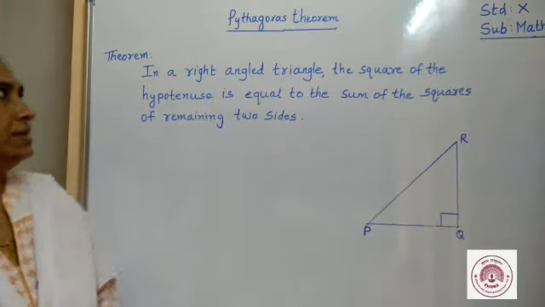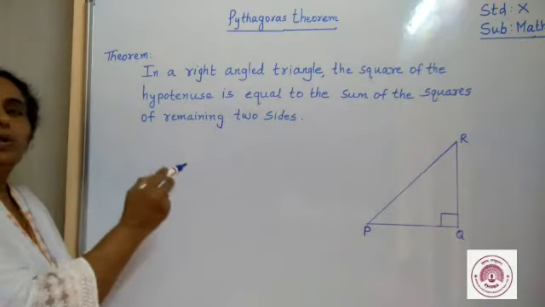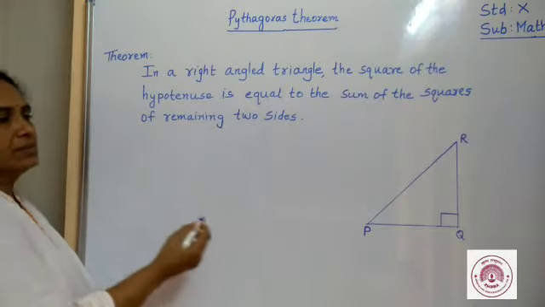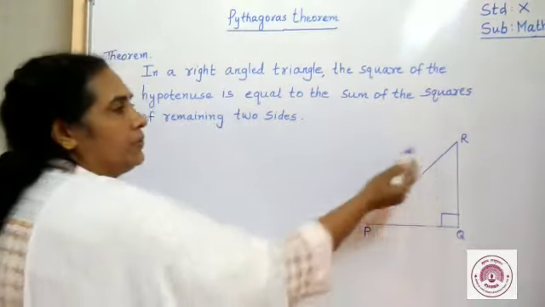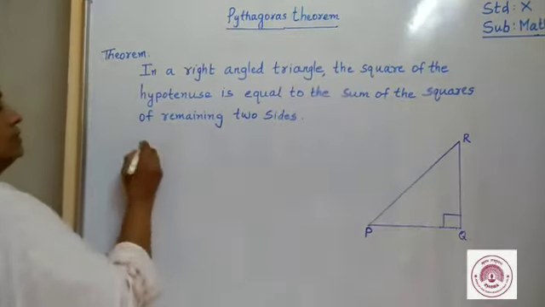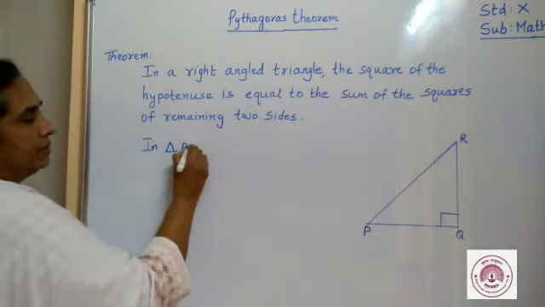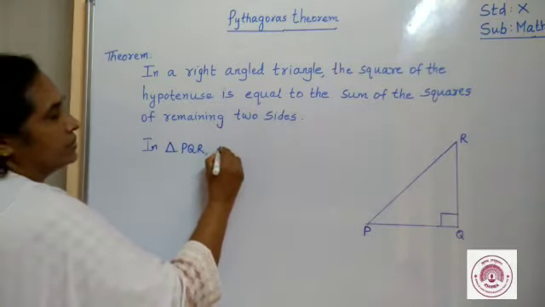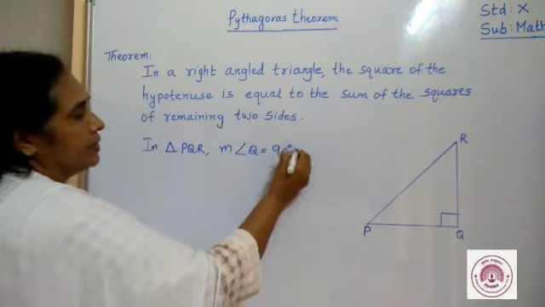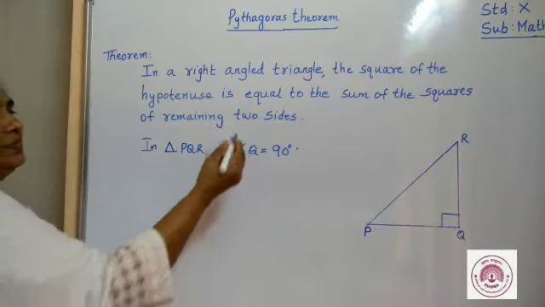Pythagoras theorem states that in a right angled triangle, the square of the hypotenuse is equal to the sum of the squares of the remaining two sides. Here, triangle PQR is right angled at Q. That is, in triangle PQR, the measure of angle Q is equal to 90 degrees. Now, here side PR is the hypotenuse.